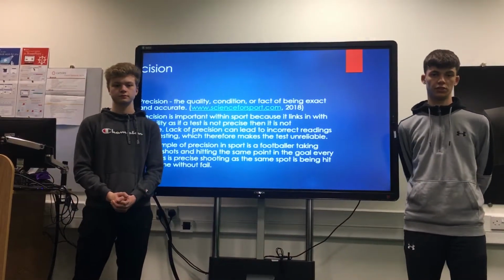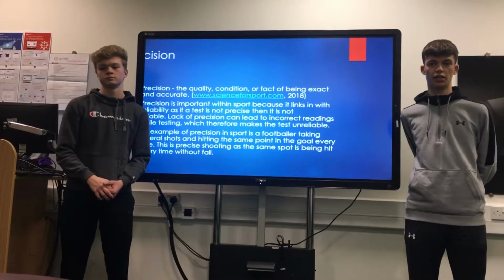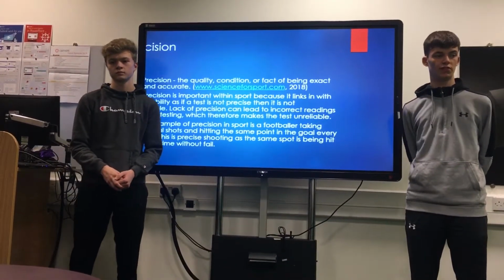An example of precision in sport would be in football in training, when a striker is practicing penalties and they're aiming for the same spot and hitting the same spot every time without fail.